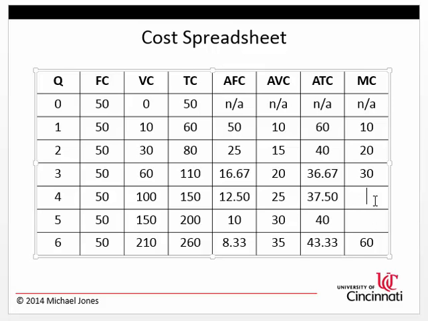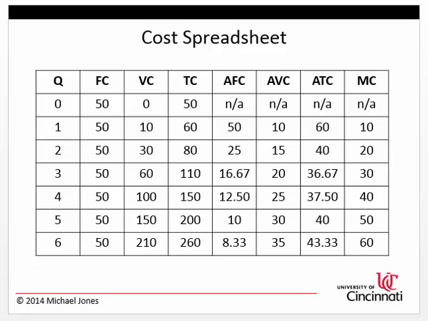And then when I look at Q equal to 4, I look at what is the change in total cost as I go from a Q of 3 to a Q of 4. And I can see here that my total costs increase from 110 to 150. They increase by $40, so my marginal cost is now 40. I do the same exercise as I go from Q equal to 4 to Q equal to 5. My total costs increase from 150 to 200, or $50.